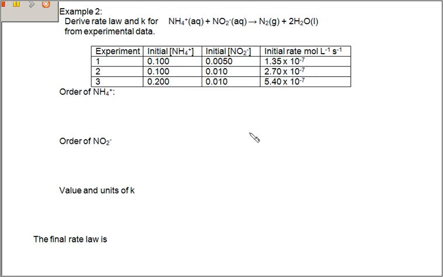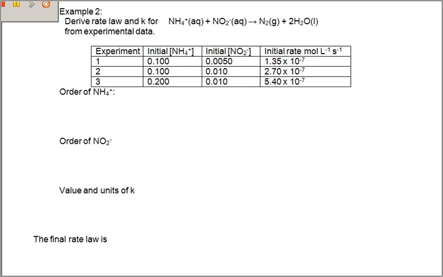This is part 2 of kinetics and initial rate laws, determining the rate constant and the value and units of K. So what we have here is a more complicated experiment. This time we have two reactants that we're tracking. So what we're going to do is determine first the order of the ammonium concentration and then the order of the rate law according to the nitrite concentration.